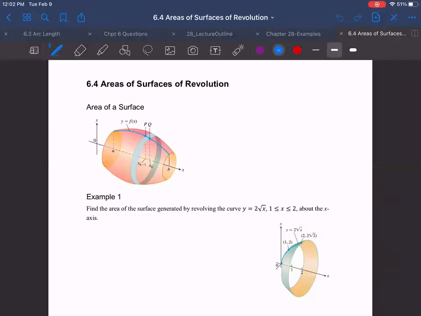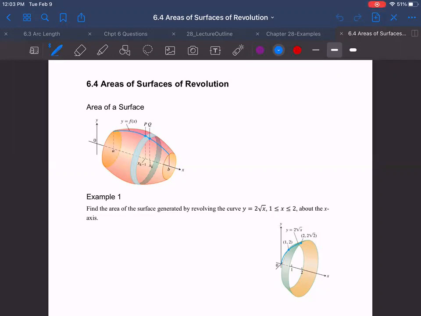All right, so 6.4, we want to do surface areas with revolution, okay? And so we did volumes with this. We're just going to make some slight adjustments to it, and you'll see now why in the middle of these areas and volumes we did the length of something right then.